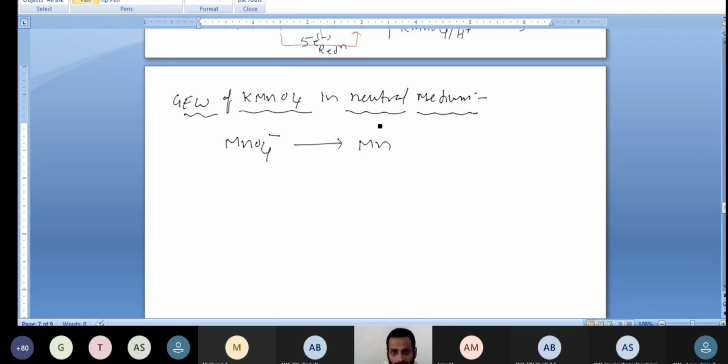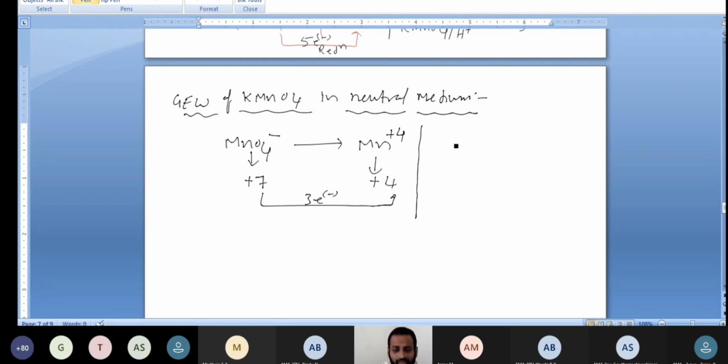So here, manganese plus 7 converted to MnO2, manganese plus 4 actually. So here the manganese oxidation state is plus 7. Here the manganese oxidation state is plus 4. That means how many electrons transfer? 3 electron transfer. Sir, why does manganese plus 7 convert to manganese plus 4? You may have a question, but that reaction happens like that in neutral medium. We can't do anything.